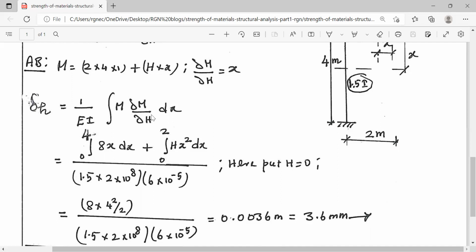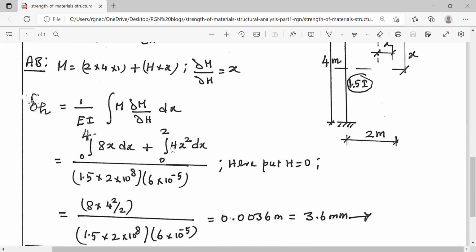M into dm by dh. This is the value for the first term. This is the value for the second term. Both are applicable for the portion AB. Therefore, the limits are 0 to 4. Here also it is 0 to 4. This 2 is wrong. Then after simplification, you put H is equal to 0.